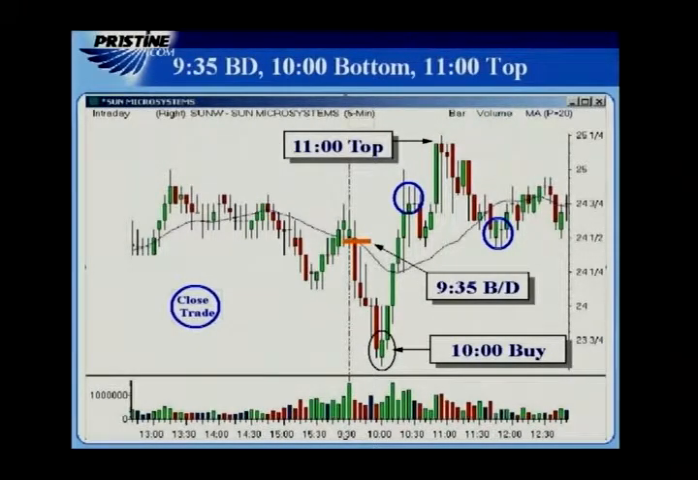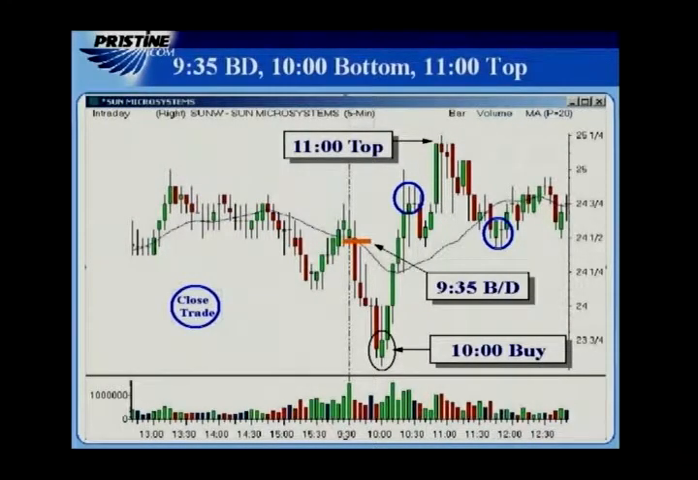Next example is Sun Microsystems, symbol SUNW. The same scenario. The stock trades for the first 5 minutes of the day. The micro trader marks off the high, then marks off the low, and then simply waits. The next 5-minute bar violates the low of the first 5-minute bar, drops all the way into the 10 o'clock time frame. The aggressive micro trader would attempt to get short there and cover sometime around 10 o'clock.